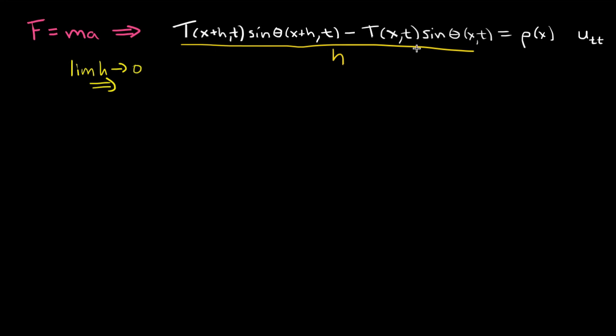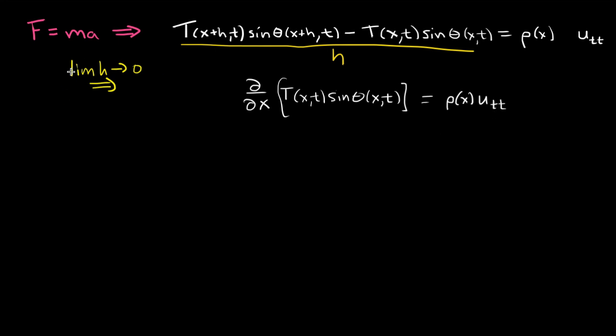and I do that with both sides, then I get on the left-hand side the partial derivative with respect to x of T of x,t times the sine of theta of x,t. And the right-hand side didn't involve any h's, and so that's still just rho of x times u_tt.